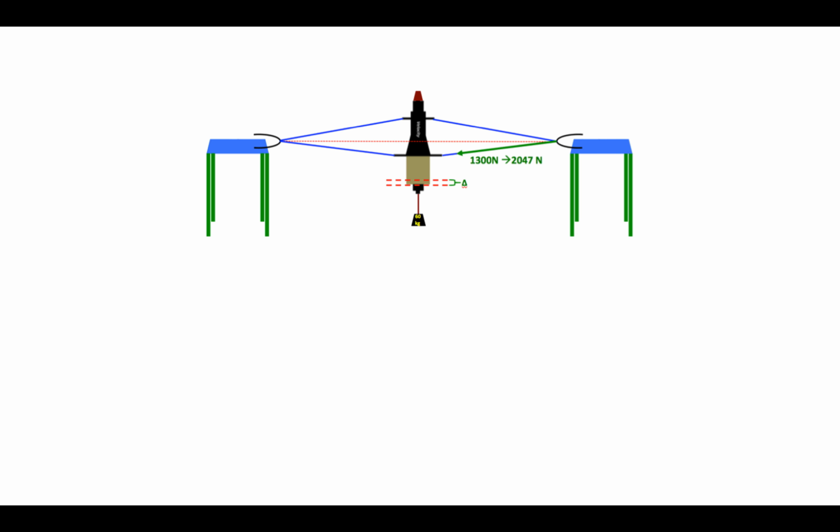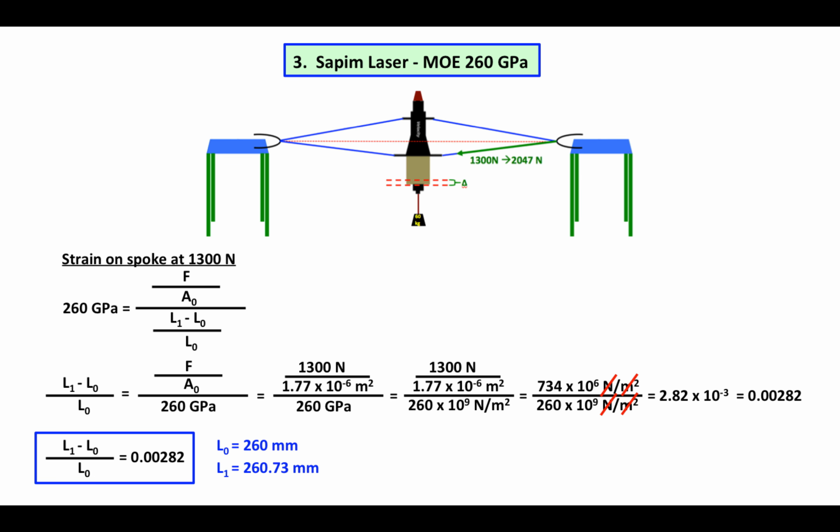Lastly, we'll do the analogous calculations on the Supreme laser spoke. And for the laser spoke, the one with the highest modulus of 260 gigapascals, we see that at 1300 newtons, we have a length of 260.73 millimeters. And at 2,047 newtons, which is L2, we have a length of 261.16 millimeters. That's a lot of data we've collected, so we better organize it for ease of comparison.